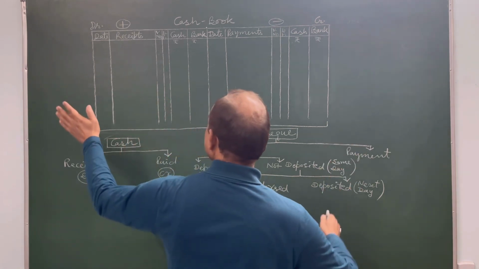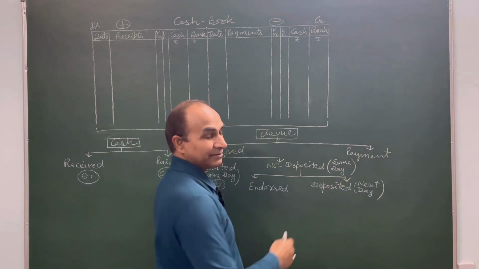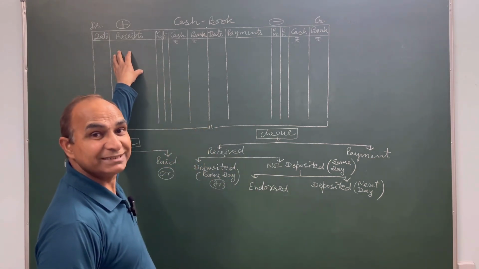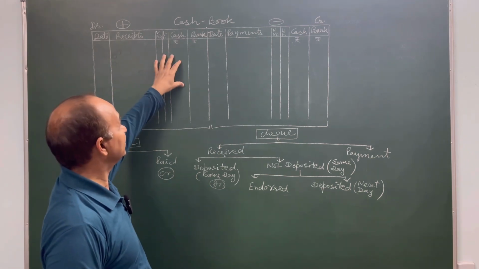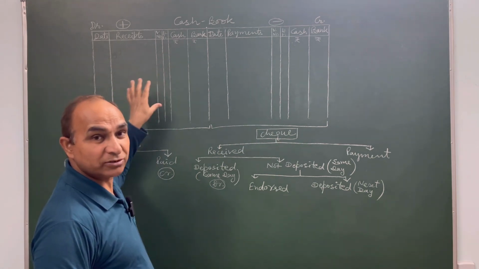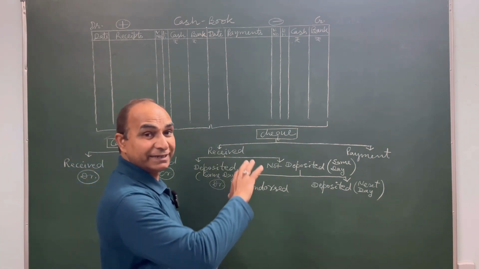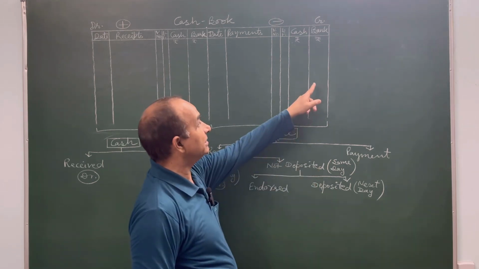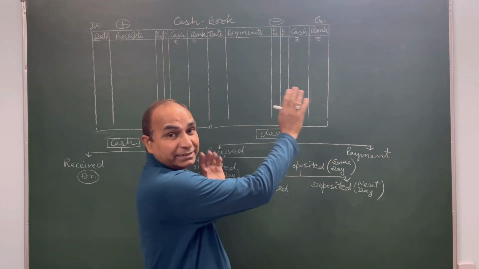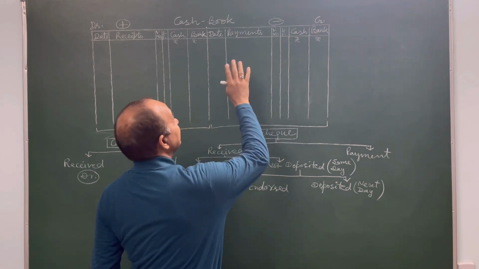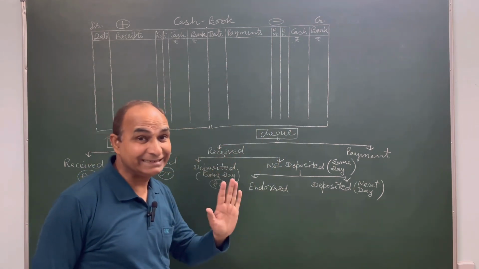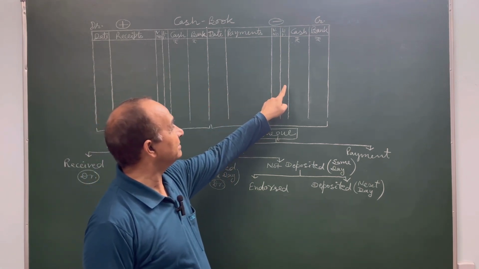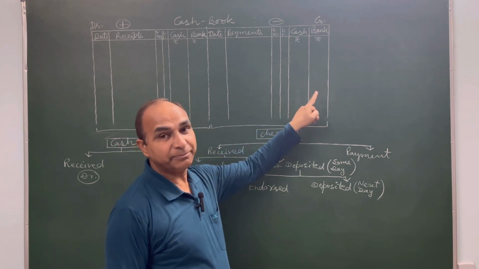There are two sides, the left hand side and the right hand side. On the left hand side, we record all the receipts, whenever an amount is received, either in the form of cash or in the form of check. And if any payment is made, payment by cash in the cash column and payment by check in the bank column, that is recorded on the right hand side, that is the credit side. And on each side we have six columns basically: date, particulars, voucher number, ledger folio, cash column and bank column.